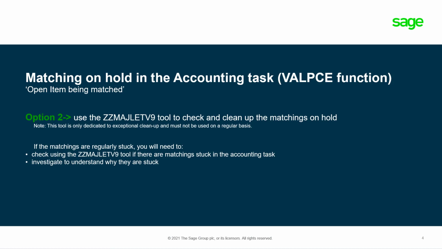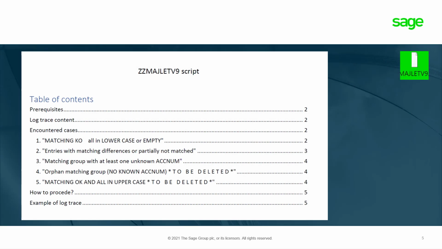However, there is a very good script put together by Sage meant to identify the transactions stuck in the MTC batch table and give you an idea on why they are not clearing from this table. The script is fully documented and it looks like this. In the prerequisites section, it explains how to implement the script and execute it in test mode or real mode and what each option does.